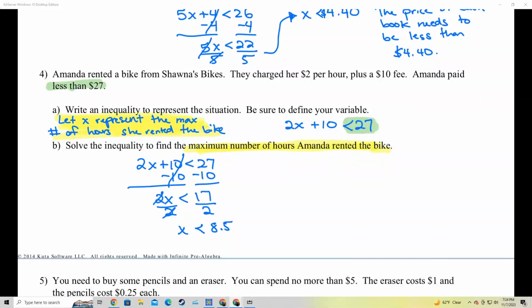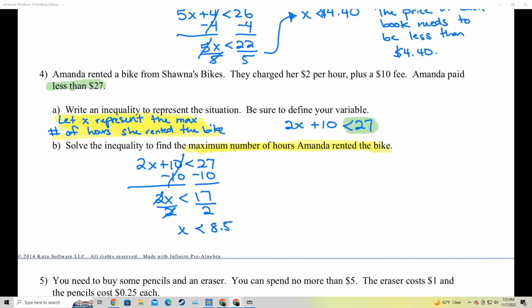This is where it gets a little tricky. What does X represent? X represents the number of hours that she can rent this bike for. Can she rent this bike out for 8.5 hours? Honestly, it kind of depends on the company. Some companies, if you rent it for 8.5 hours, will charge you for the extra half hour, right? Some companies, if you ride it for 8 hours, they'll charge you for 8 hours. If you ride it for 8 hours and 1 minute, they'll charge you for 9 hours.